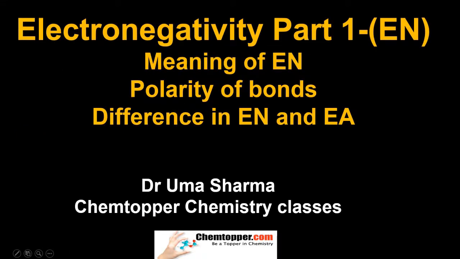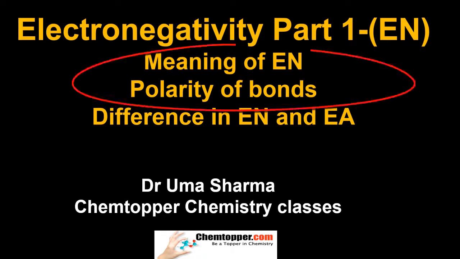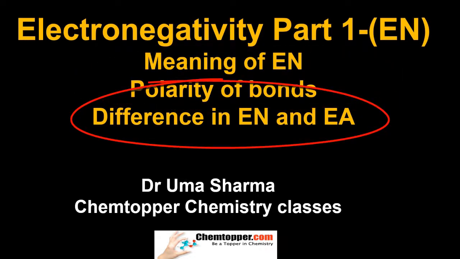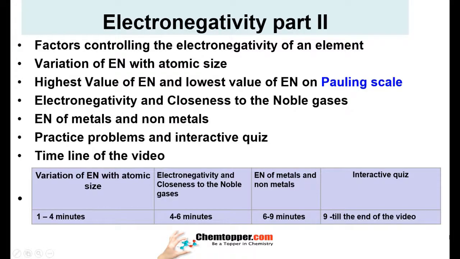In the Electronegativity Part 1 video, we discussed in detail the meaning of electronegativity and polarity with plenty of examples. We also covered the difference between electronegativity and electron affinity. In Electronegativity Part 2, we will discuss the factors controlling electronegativity, including variation of electronegativity with atomic size and variation due to closeness to the noble gases in the periodic table.